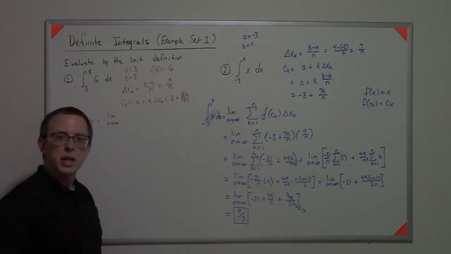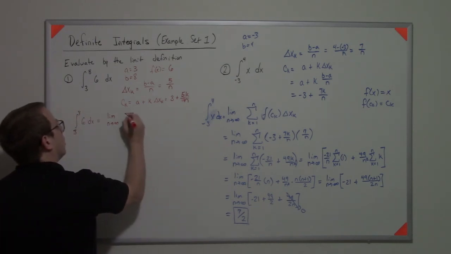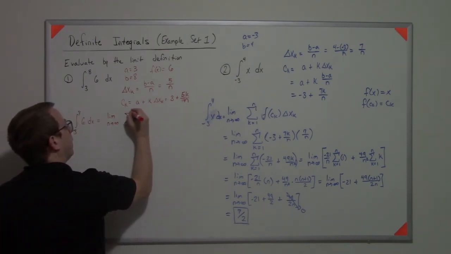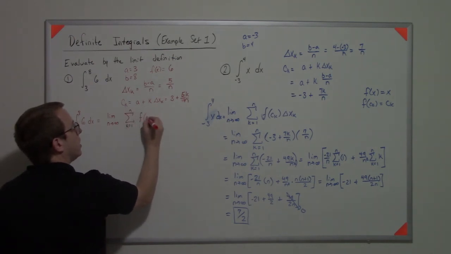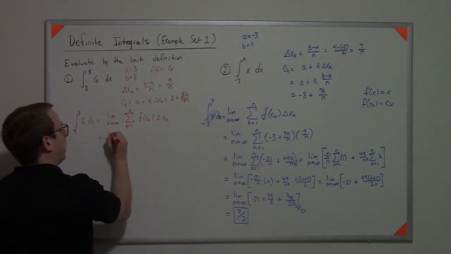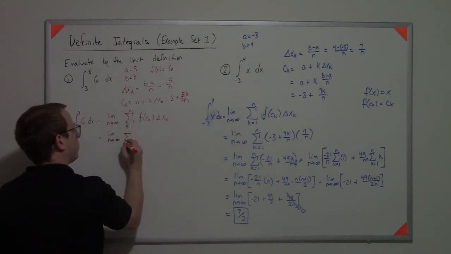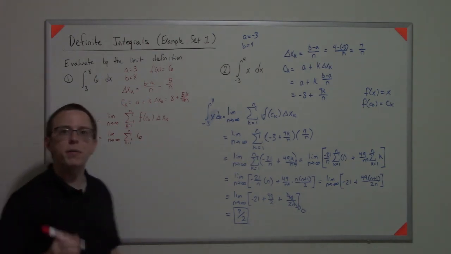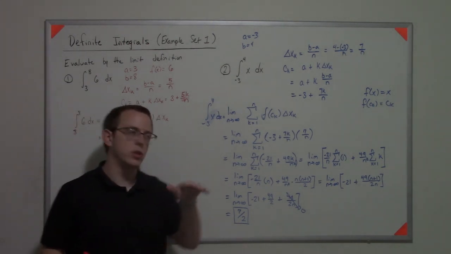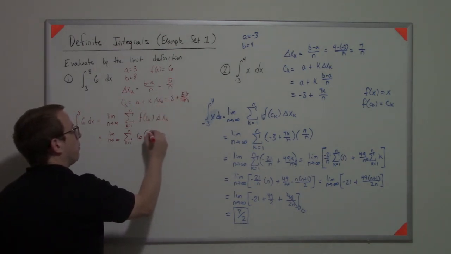So we take the limit as n goes to infinity. We don't have to do the norm of delta. Or rather, the sum from k equals 1 to n of f of ck delta xk. But f of anything is always 6, because it's a constant function. So this is just always going to be 6. And then this is going to be 5 over n.